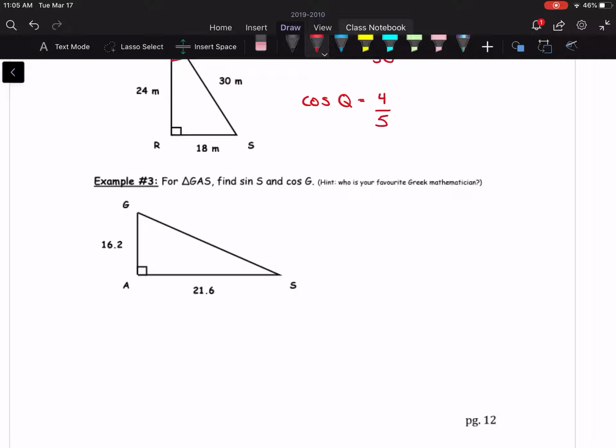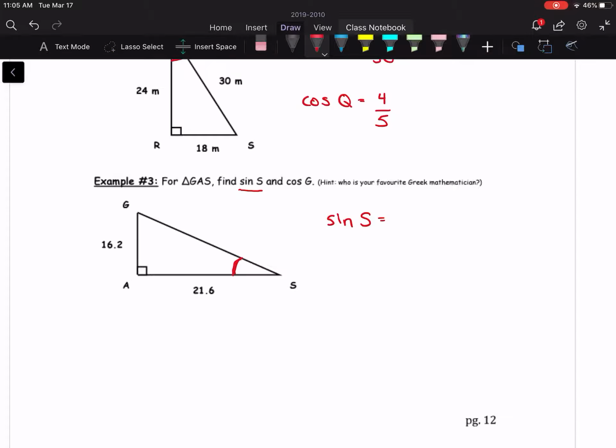In example 3, we're asked to find the sine of angle S and the cosine of angle G. When I identify angle S in my triangle, I remember sine is opposite over the length of the hypotenuse. In this case I don't actually have the length of the hypotenuse, but I'm given the other two sides of the right triangle.